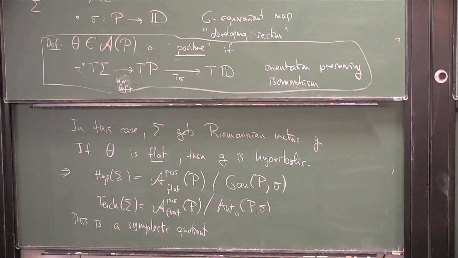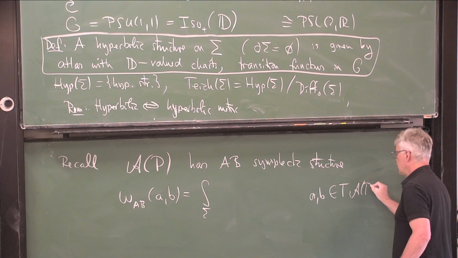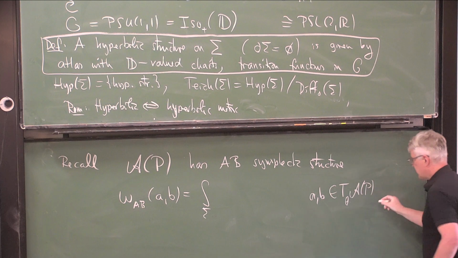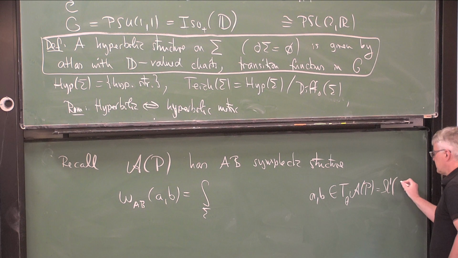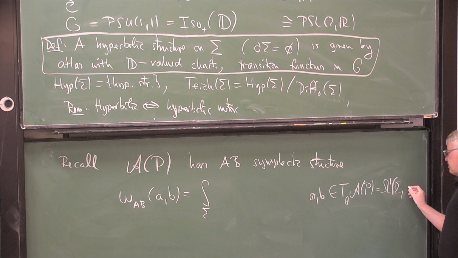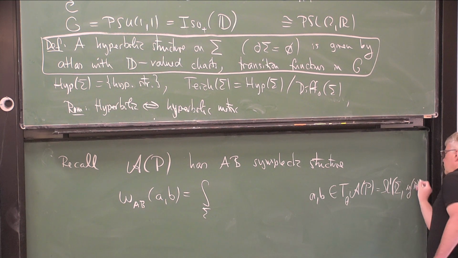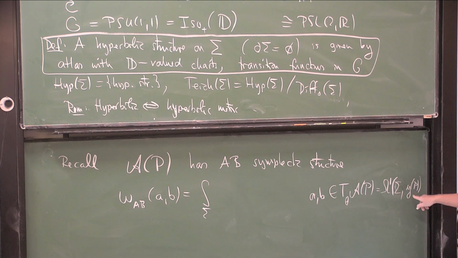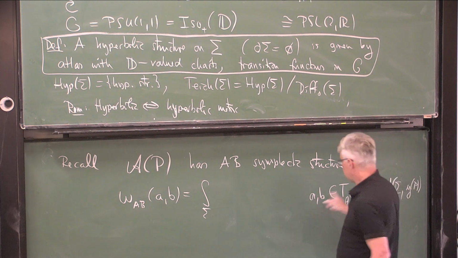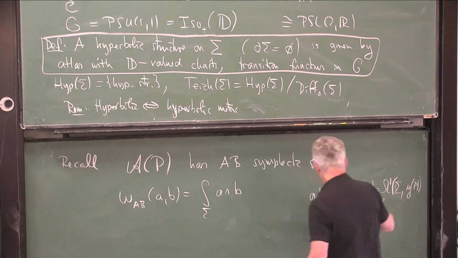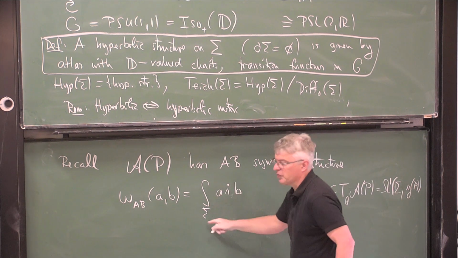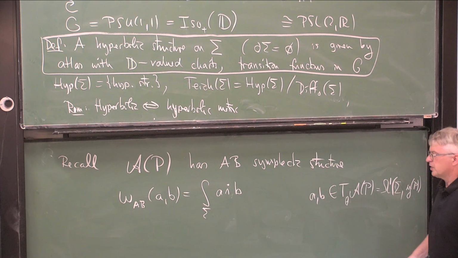Okay, what are A and B? A and B are tangent vectors to the space of connections. This is an affine space, and the vector space is one forms on the surface with values in the associated bundle. And this bundle has a metric. So I can take two such tangent vectors, wedge them together, and then use the metric to make it into an ordinary two form, which I can then integrate over the surface. So there's the symplectic form.